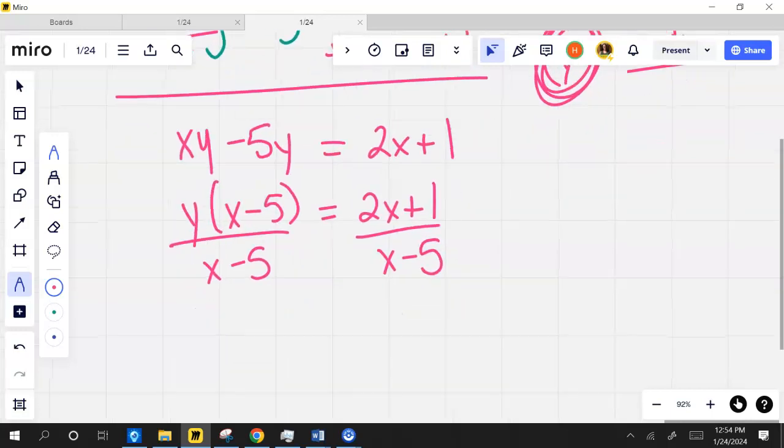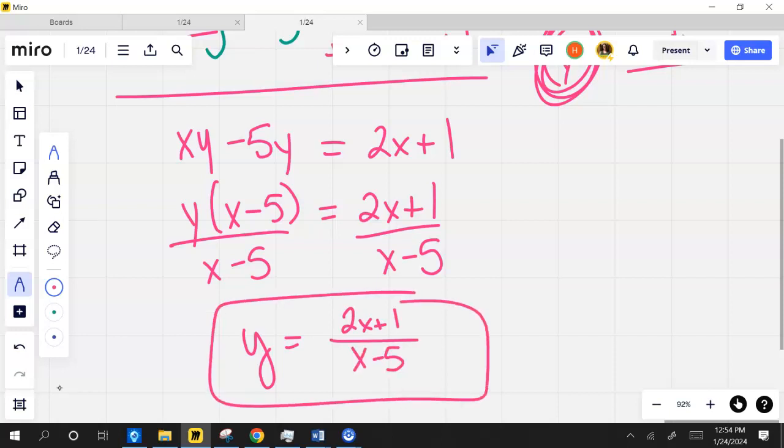Okay. That would be the answer. This looks like a rational function, which we'll get to graph real soon. Aren't you excited?